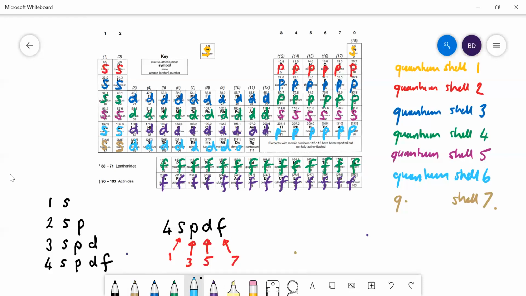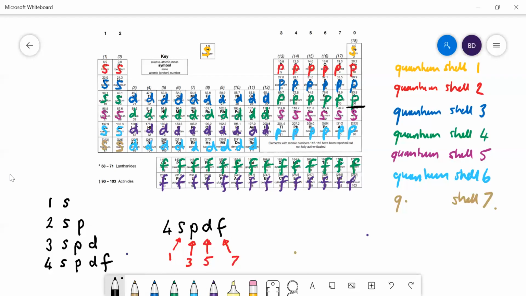Okay, and by the time we get down to these elements, they're all very big, and they're mostly synthetic. They don't exist naturally, and they're all radioactive and stuff, and the chemistry is not really that important to us anyway. And generally speaking, we are just concerned that up to the end here, krypton is probably the last element that we're really interested in. So that one there.